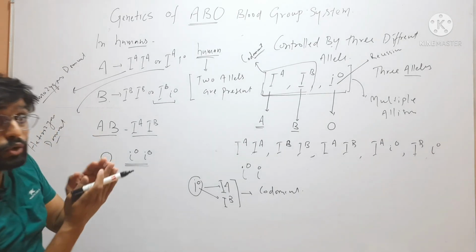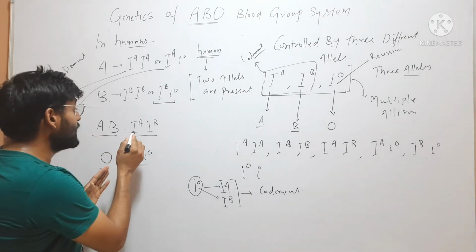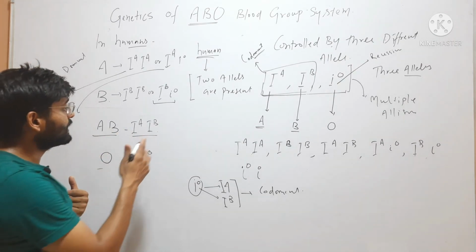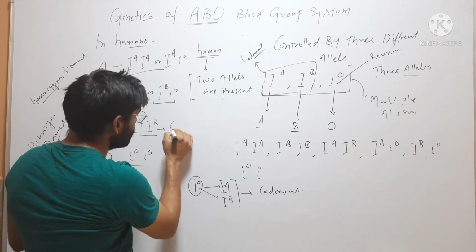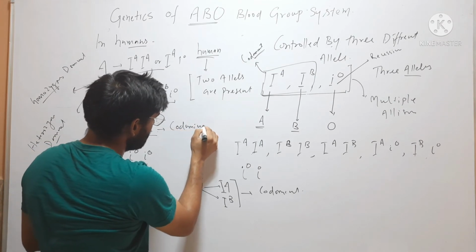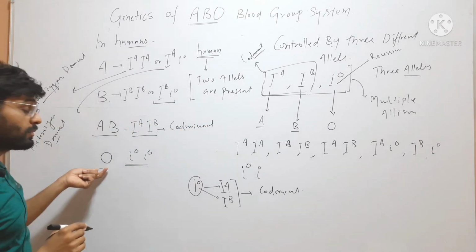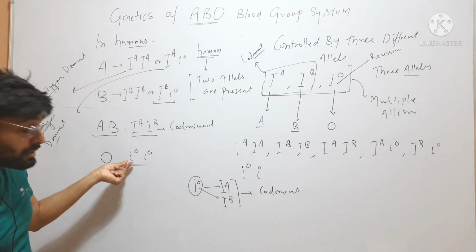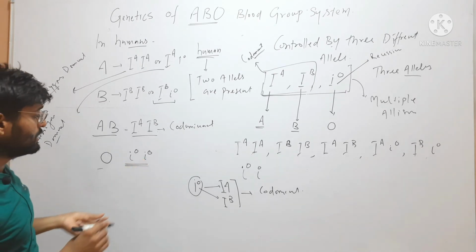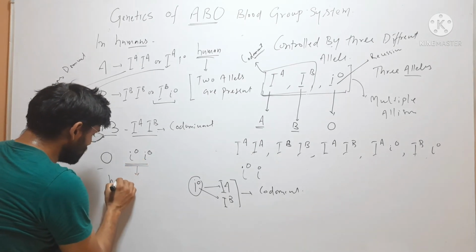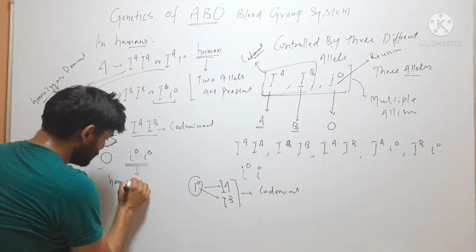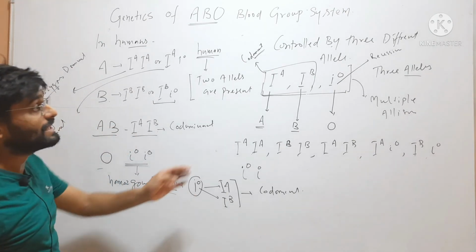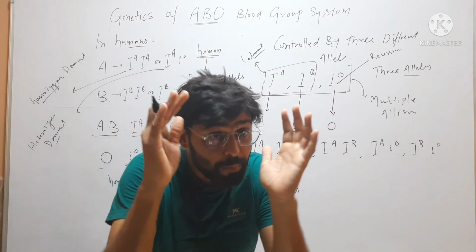A person with blood group AB has both IA and IB alleles, and both of these alleles are expressing. So here it is codominant. Blood group O has two alleles, that is small i naught and small i naught. So these are homozygous recessive.